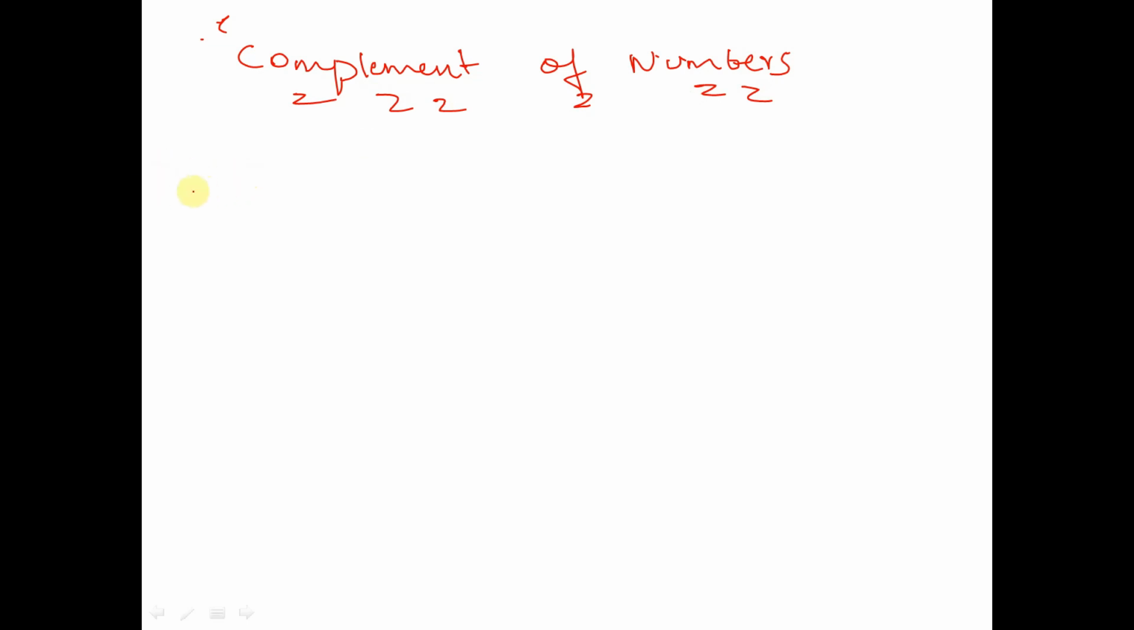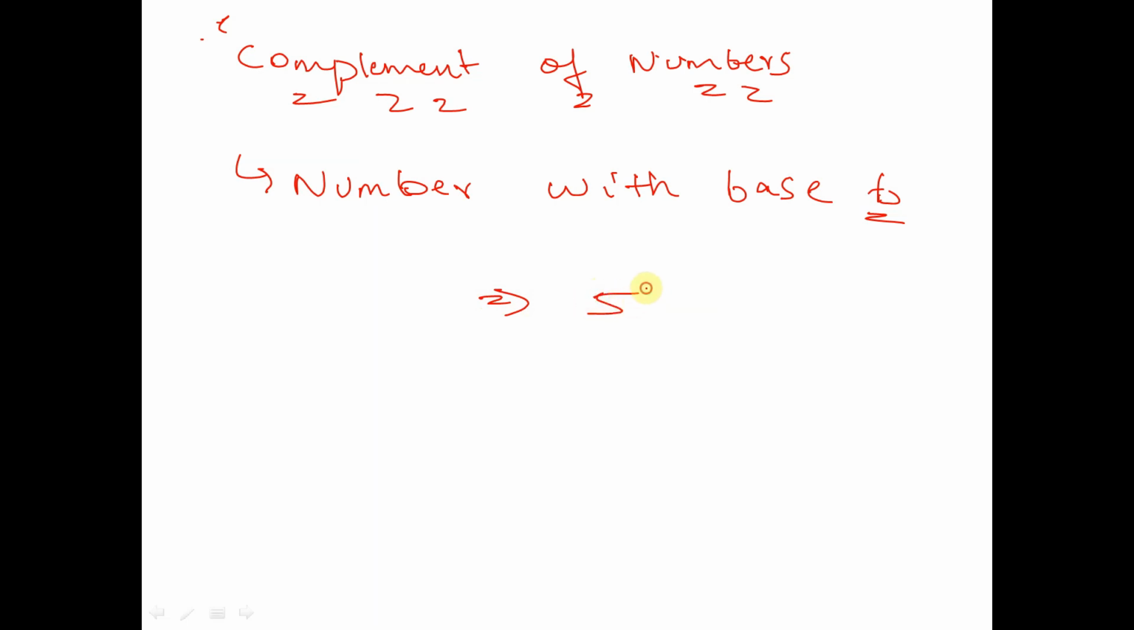So let's say we have a number with base b. Suppose if we have a decimal number 5, then the base of the number is 10. Like that we are taking some number with base b, instead of 10 we are taking some base b. So there are two complements for these base b numbers.